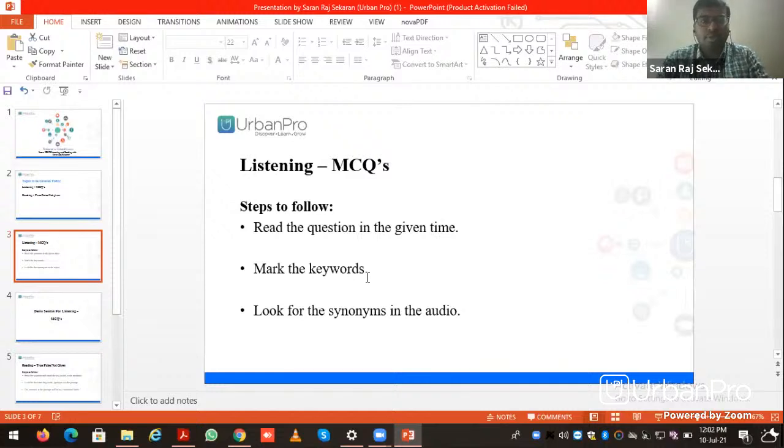With MCQs, there are some steps to be followed. First, you have to read the question in the given time. They will give you some time before they play the audio, for example 10 or 20 seconds depending on the number of questions. During that time, go through the questions quickly and mark the keywords. You should also look for synonyms in the audio, which I'll show in a small demo now.